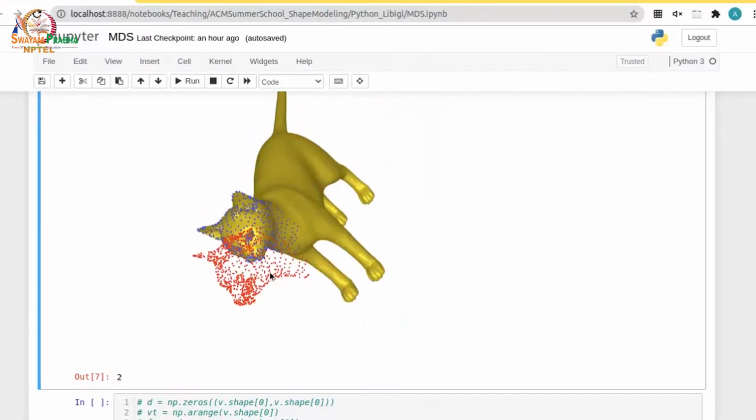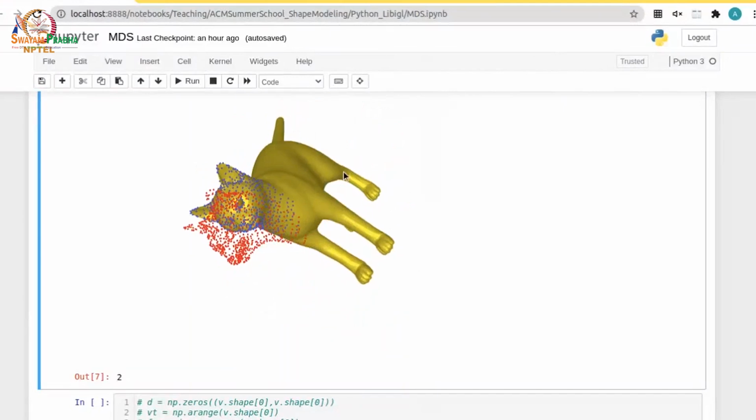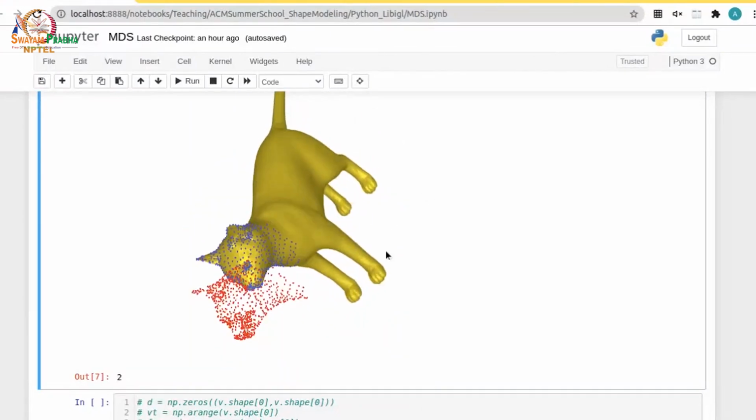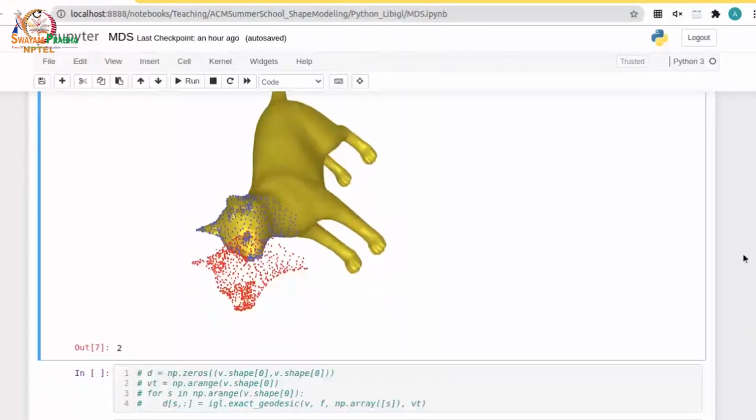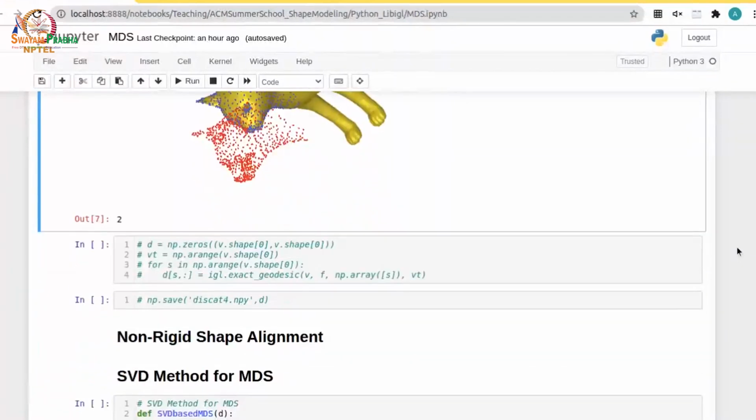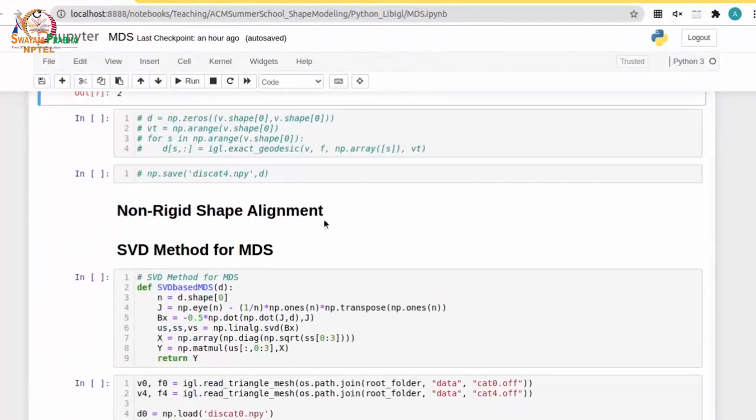I'm not able to show you. Okay, maybe this makes more sense. Right, so this is again similar to the example shown in these slides. Let's go ahead. So this was rigid. Next is non-rigid shape alignment.